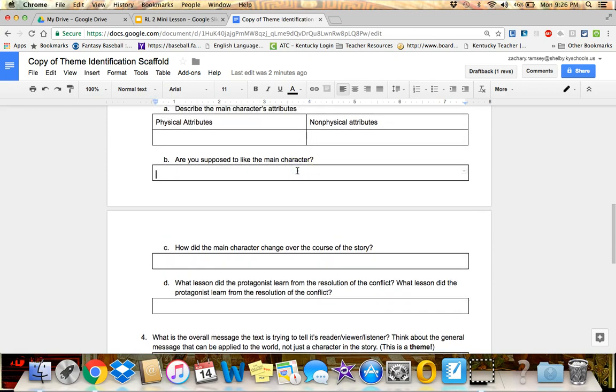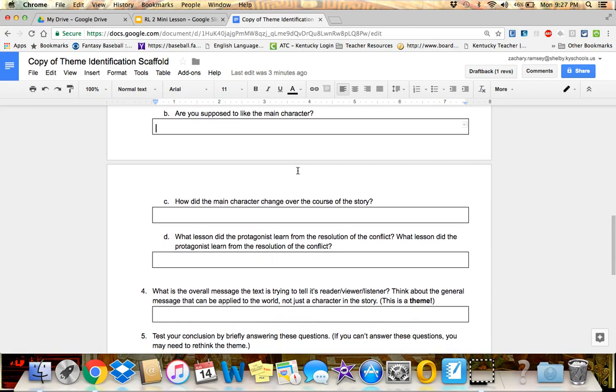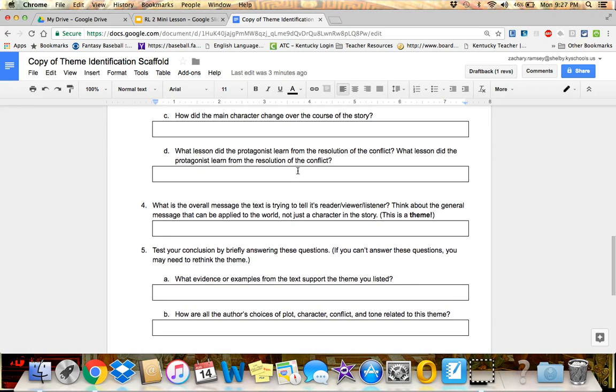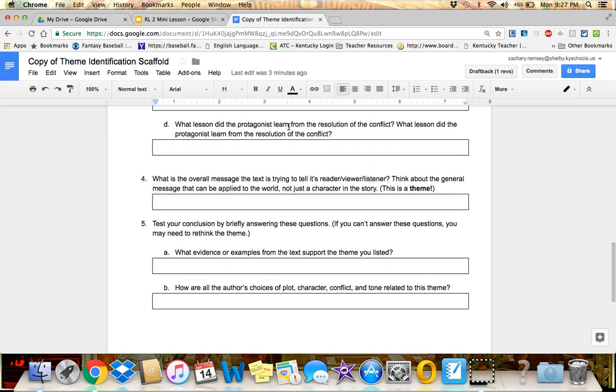And then think about, are you even supposed to like the main character? Sometimes this matters. Sometimes it doesn't, okay? I don't know what your text is, so if it doesn't apply, then it doesn't apply. But sometimes if you don't like that main character, that has something to do with the theme sometimes. And if you do like it, also, it could have something to do with the theme. The next question is, how did the main character change over the course of the story? A lot of times, how the character changes has a lot to do with the theme.